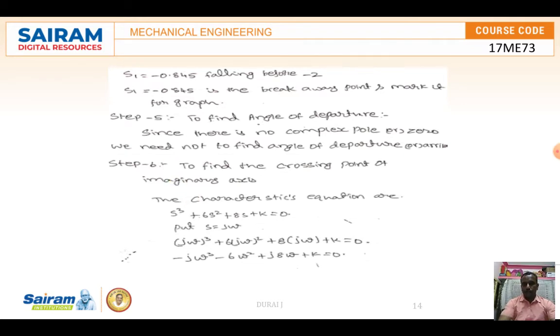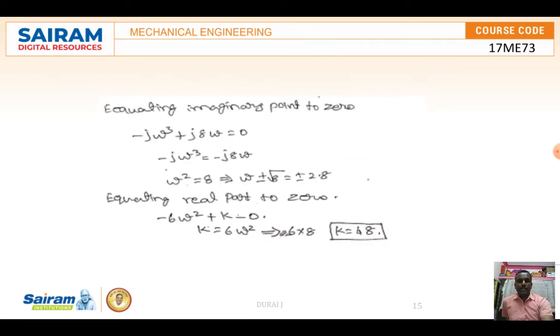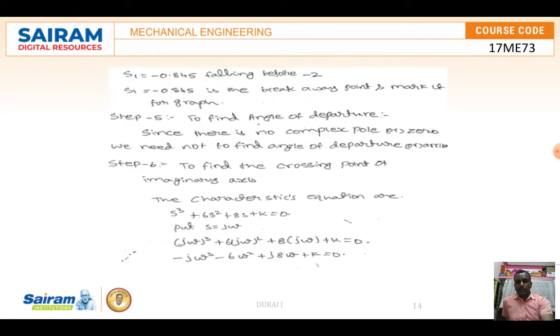Then to find the crossing point of the imaginary axis, again we have to take the characteristic equation and put it equal to 0. Wherever the s term comes, we are going to put the j omega term. So j omega cube plus 6 j omega square plus 8 j omega plus k is equal to 0. So minus j omega cube minus 6 omega square plus j 8 omega plus k is equal to 0.